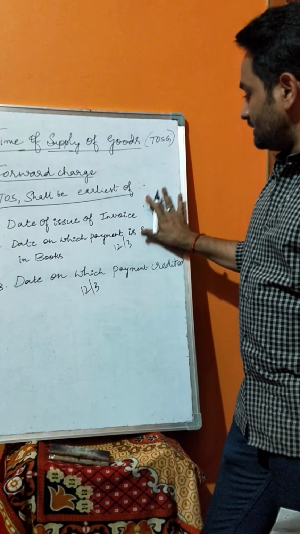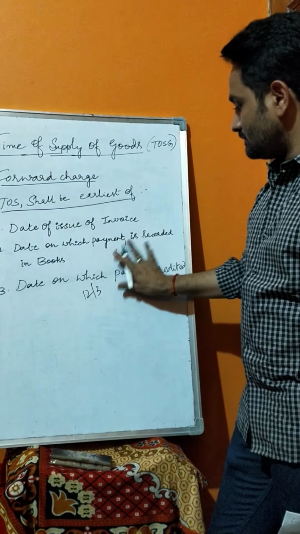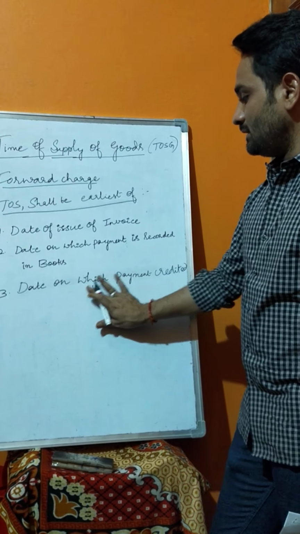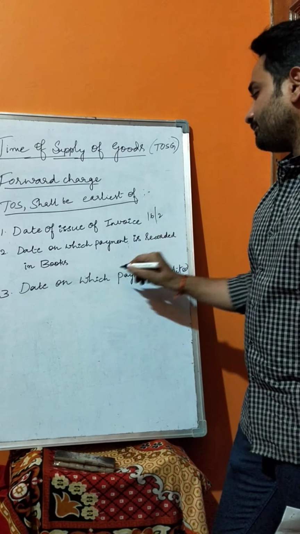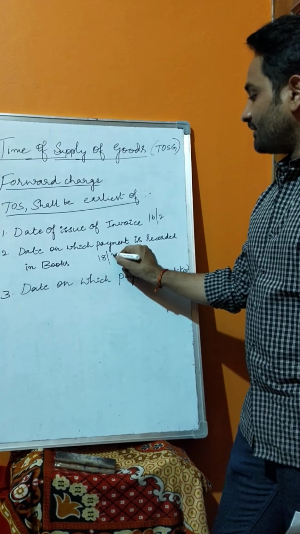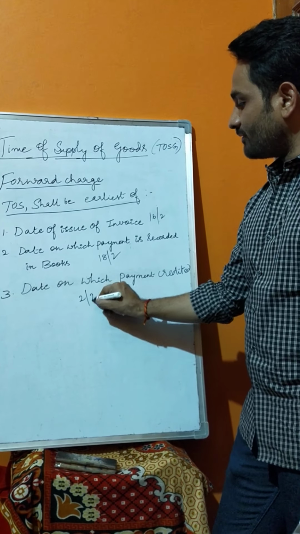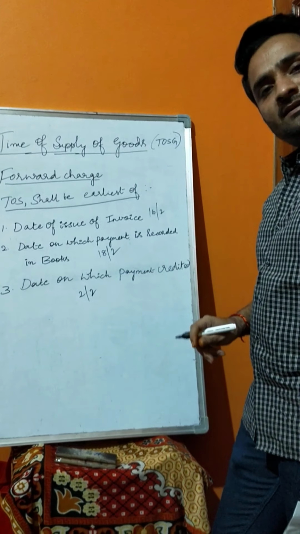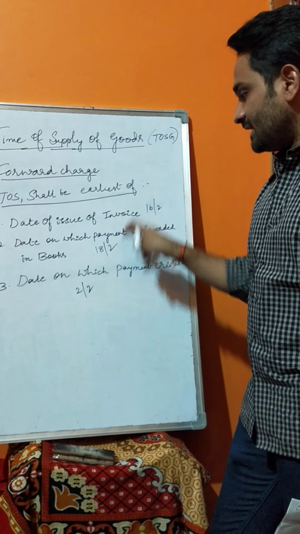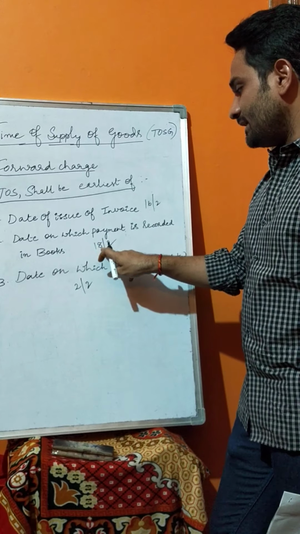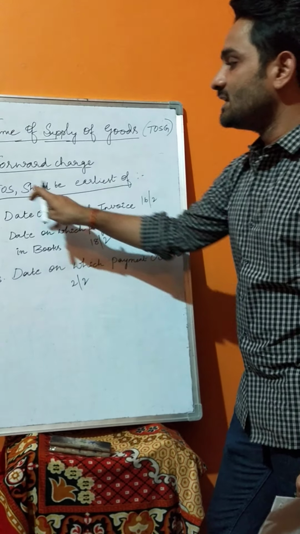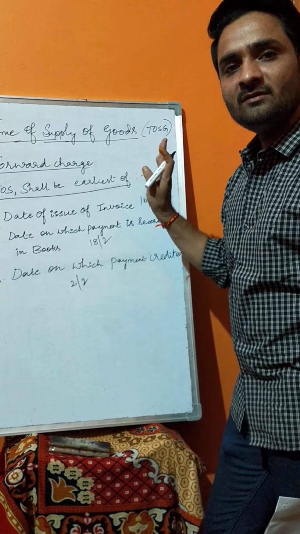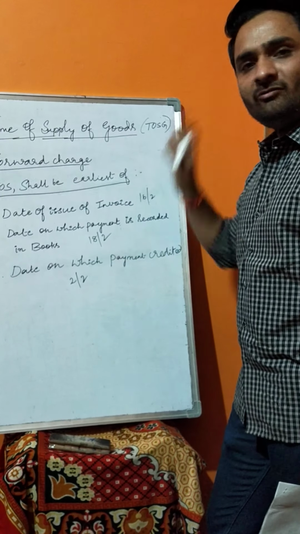Another example. Let us take, this is 16th February, this is 18th February, this is 2nd February. In these three, which is the earliest? 2nd February, 18th February, 16th February. 2nd February is the earliest. That shall be taken as time of supply in case of forward charge of goods.